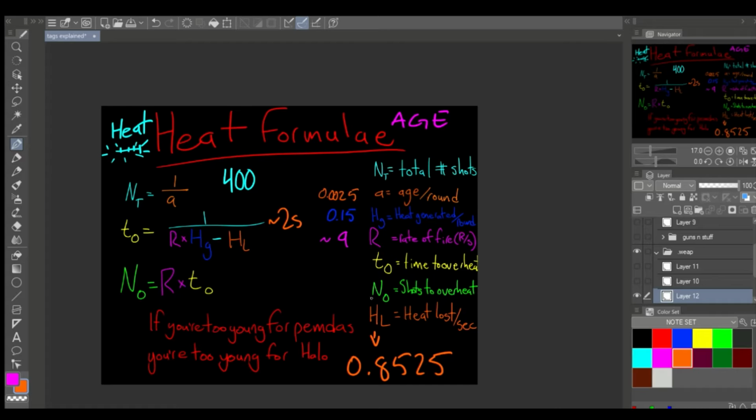And then shots to overheat, this is one I just included for fun, but basically it's just going to tell you how many shots before it overheats. This is all assuming continuous fire and no stopping. So yeah, learn these formulas or don't. Again, I just figured I would explain heat a little bit better.